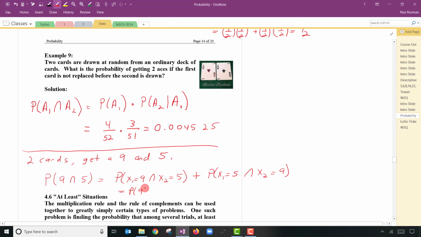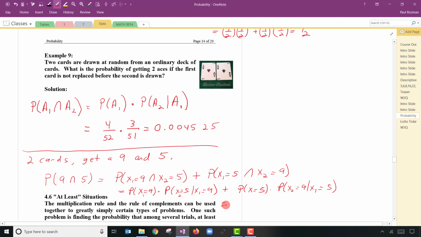What are your chances of getting a 9 and then getting a 5, given that your first card was a 9? And we'd have to do that for the other one here. It's get the 5 times the probability of getting a 9, given that your first card was a 5. I lost some subscripts there.